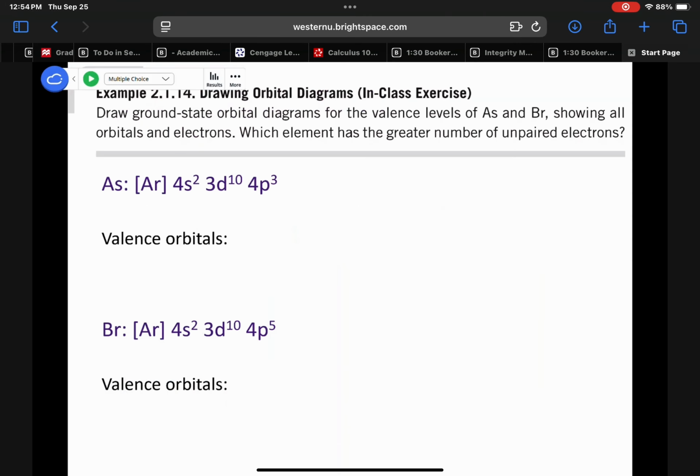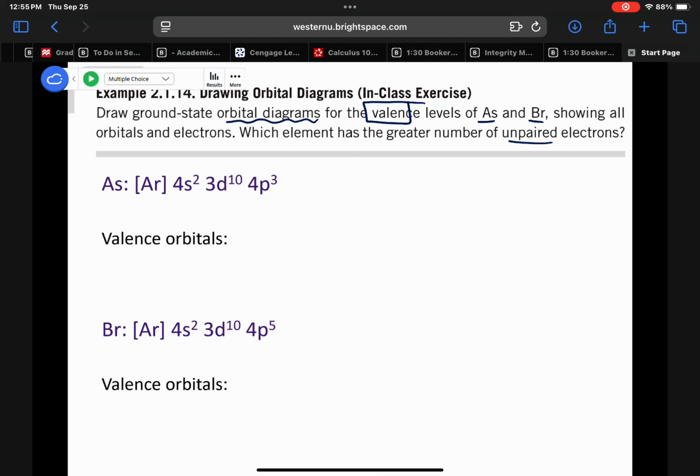So let's wrap up this final example. We want to draw ground state orbital diagrams for the valence levels of arsenic and bromine. And we want to show all the orbitals and electrons in these valence levels. Then we'll answer which element has the greater number of unpaired electrons. So let's start with arsenic, As here. I've written out the electron configuration because that's something we learned about last class. We already know how to do that.